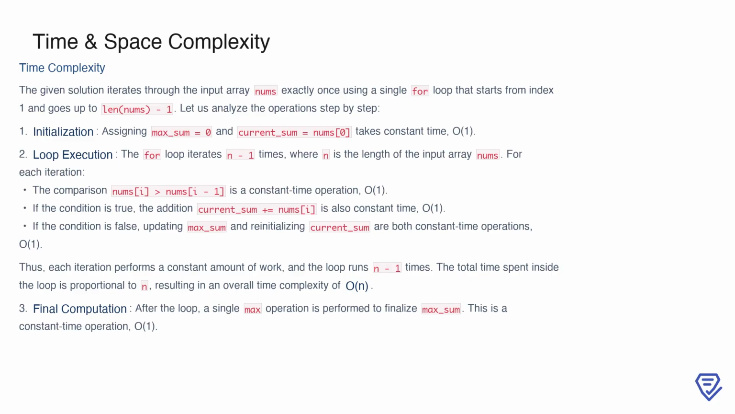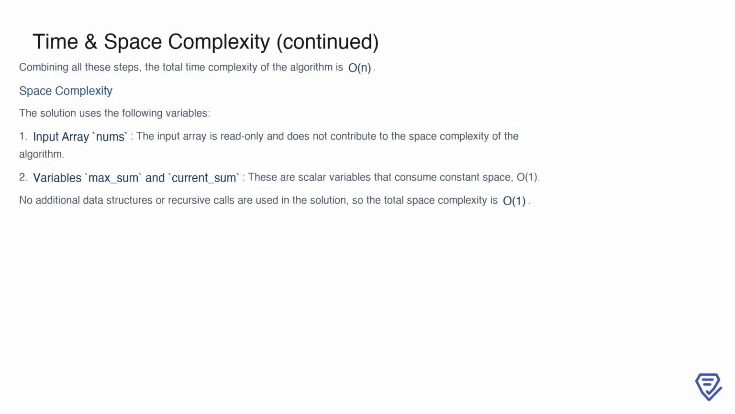Because the loop iterates n-1 times, where n is the length of the array, and each iteration involves a fixed amount of work, the total time complexity of the loop is proportional to n. Finally, after the loop, we perform a single max operation to finalize the result, which takes constant time. Altogether, the time complexity of this solution is O(n). When we combine all the steps, the overall time complexity of the algorithm is O(n).